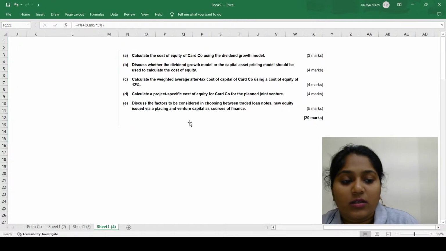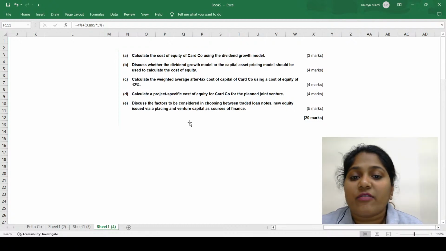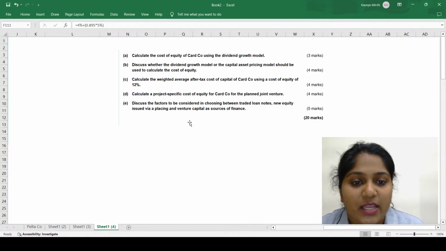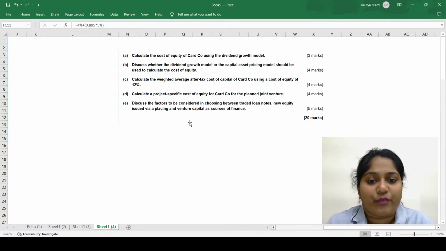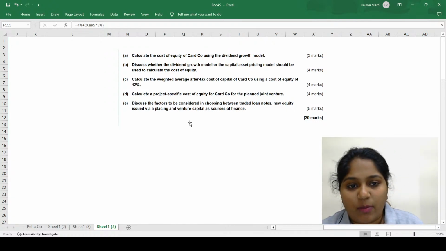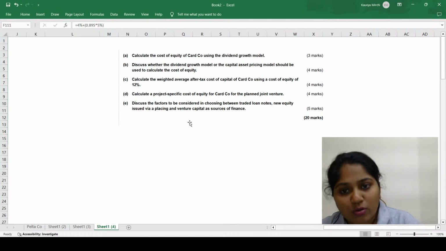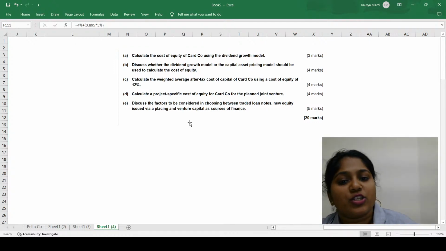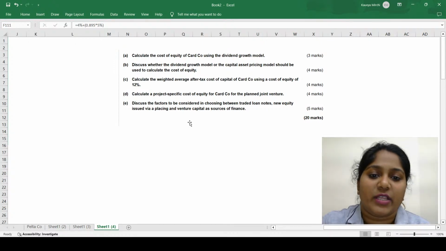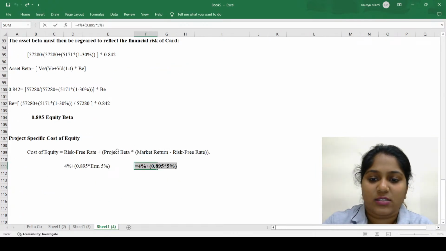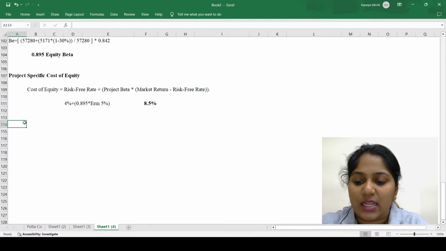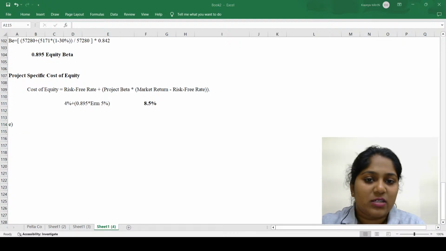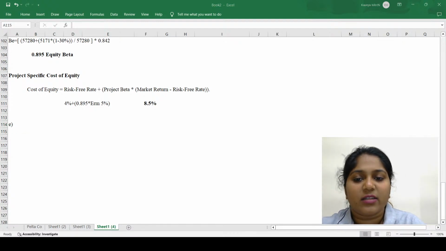Okay, now we'll move to the last requirement. The fifth requirement is to discuss the factors to be considered in choosing between trade loan notes, new equity issued via a placing, and venture capital as sources of finance. What are they trying to say? You have to talk about loan notes, new equity issued via placing, or venture capital as a source of finance. This is requirement E. Let's have a discussion first and then I will give you the ideal answer.